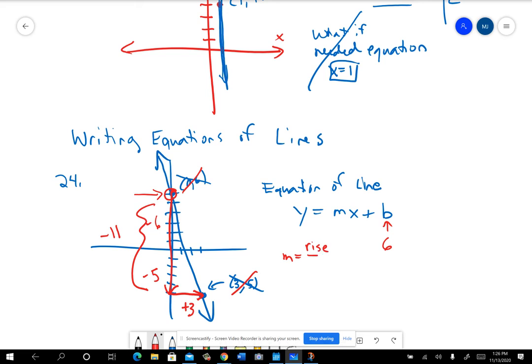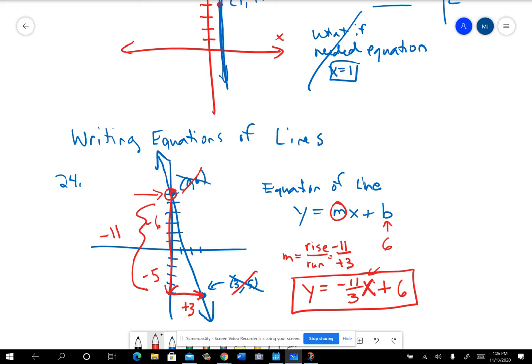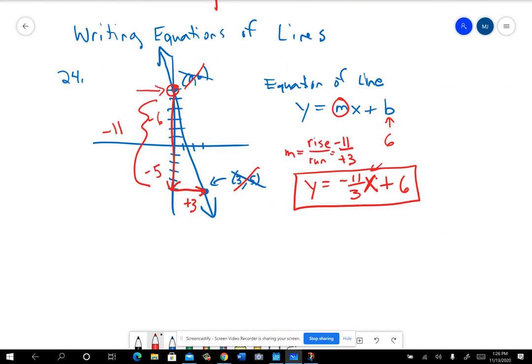So when I'm thinking about my slope, I'm thinking rise over run. I'm going to think down 11 and to the right 3. So I get a -11/3. And so what I'll do is put in the -11/3 where the m is in front of the x. Don't forget the x, and then have +6. Most people who miss it forget to put the x in there. But -11/3 is the coefficient, the number in front of the x. So that's what they're looking for.